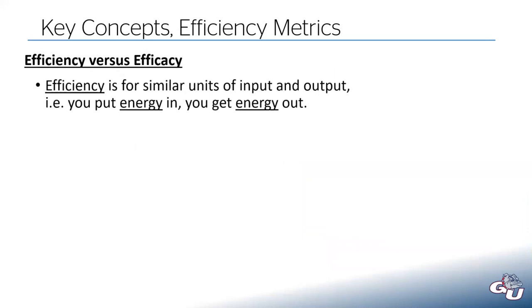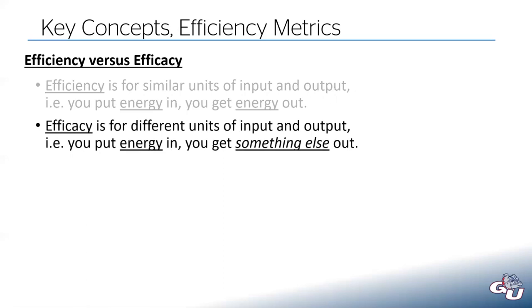And then a quick note on efficiency versus efficacy. These terms are very similar sounding, and they're often used interchangeably, but efficiency and efficacy are different things. Efficiency is always used for similar units of input and output. In my world, you put energy in, you get energy out, or power in, power out, either way. Efficacy is for different units of input and output. So if you put energy or power into something, you get something else out.